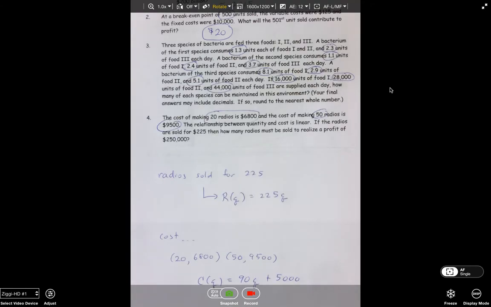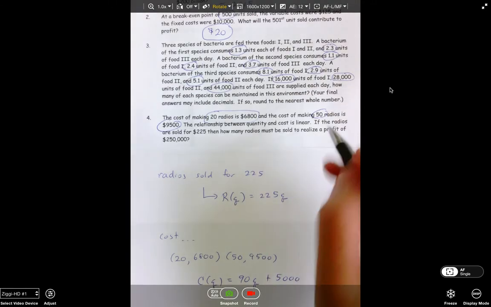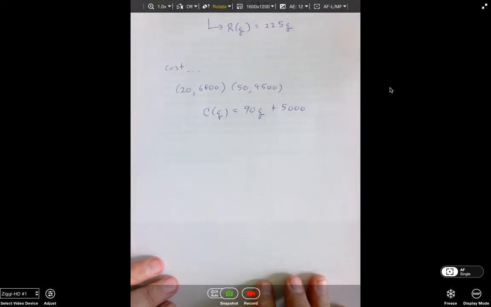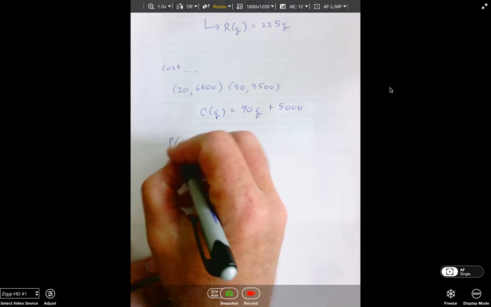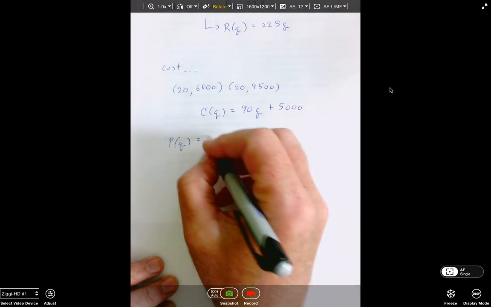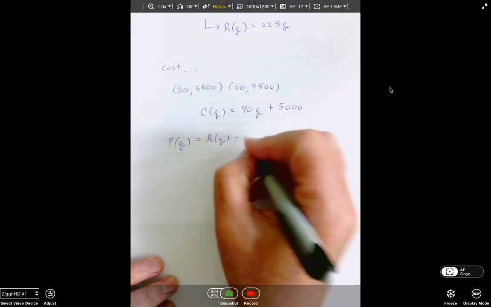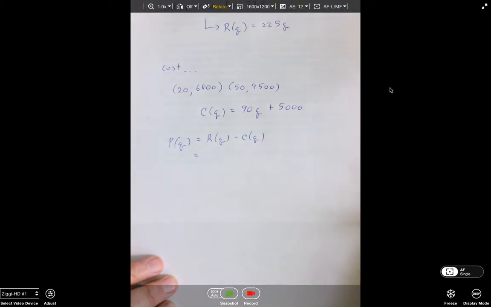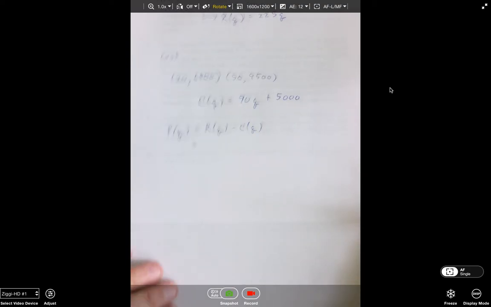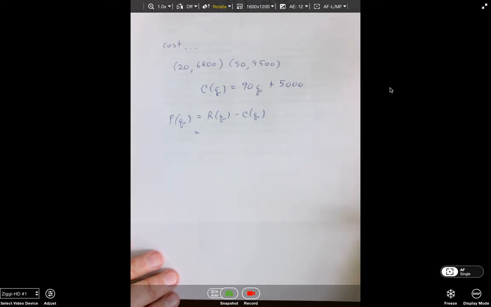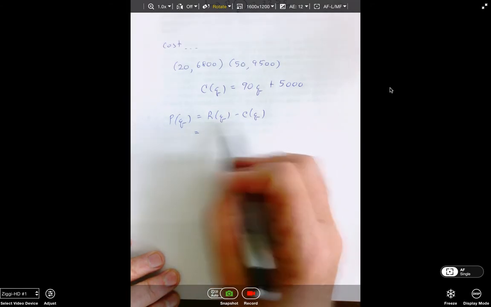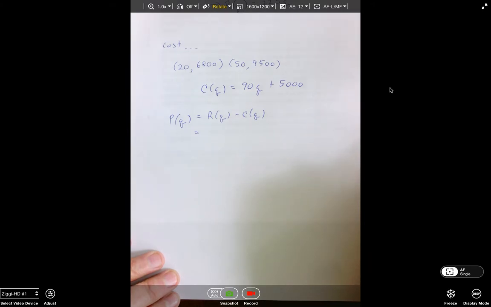Now let's see what the question is asking us to find. It says how many radios must be sold to realize a profit. So that tells me I need to create my profit function. The profit function is easily found by taking the revenue minus the cost. The most basic fundamental relationship, I think, in business mathematics: you start out with your total revenue, take out your cost, and that gives you a profit.